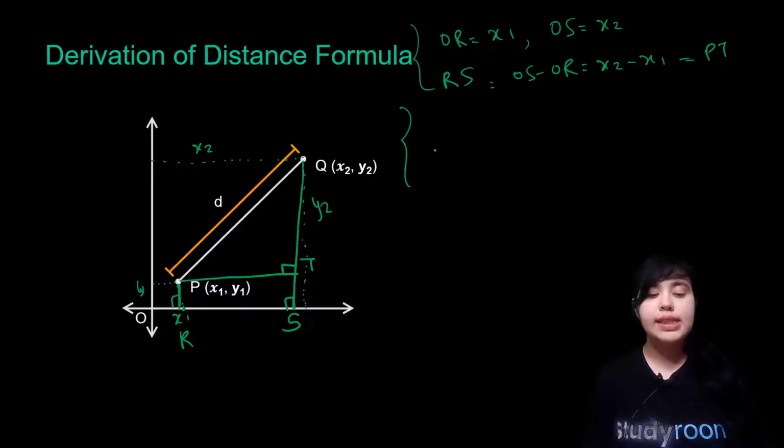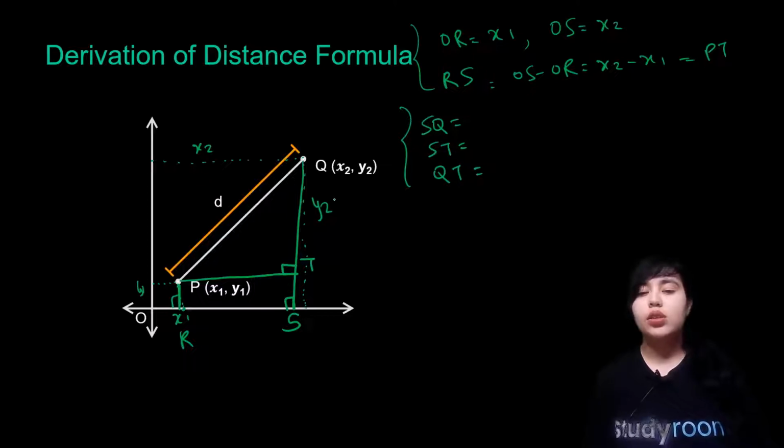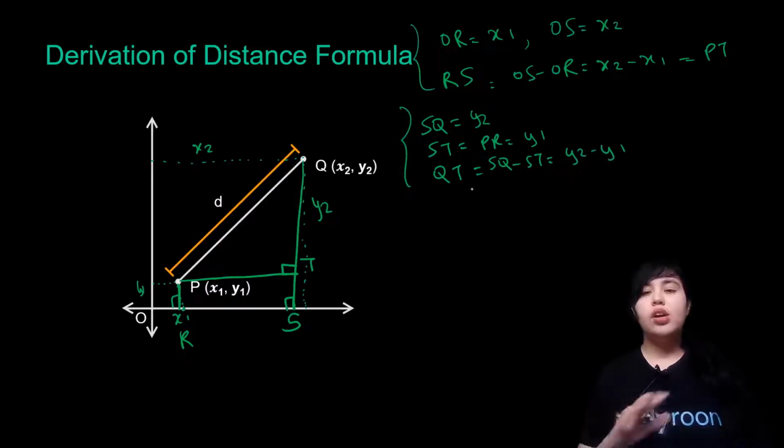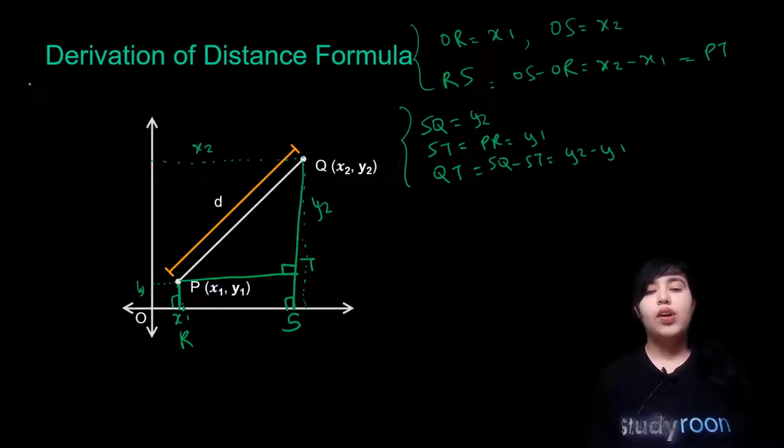Then for the y coordinates, you tell me what is SQ, what is ST, and what is QT. SQ is the perpendicular distance from the x-axis, and this distance is y2. ST over here is this distance PR only, so it's going to be y1. And what about QT? It's actually SQ minus ST, so it's going to be y2 minus y1. With all these measurements in hand, we are going to consider triangle PQT.